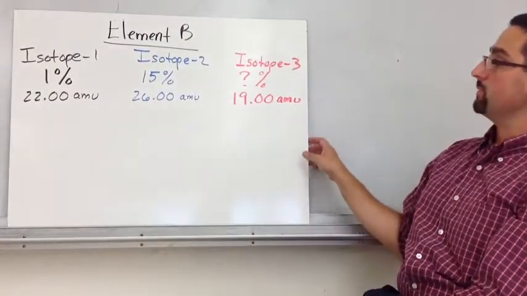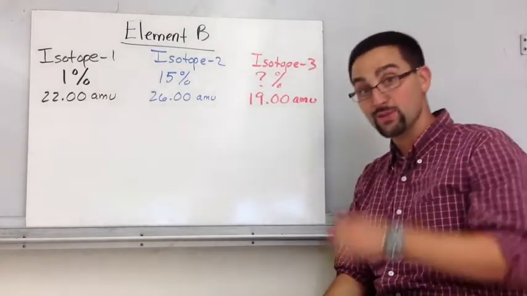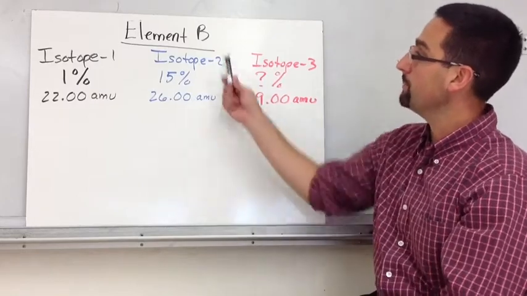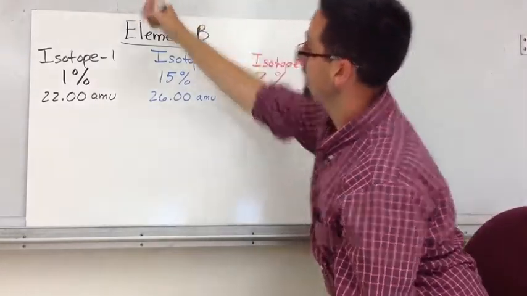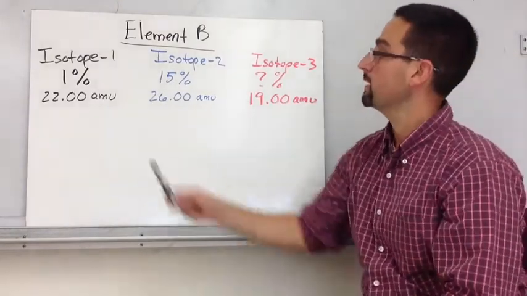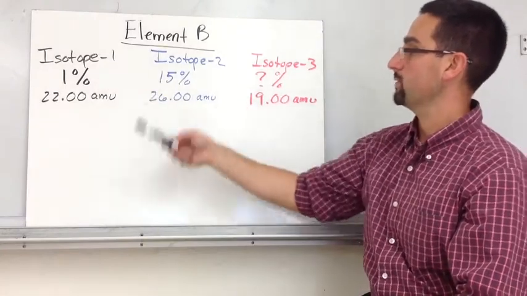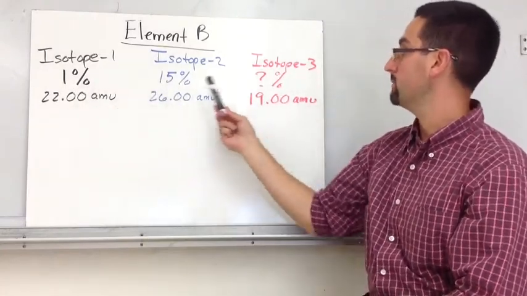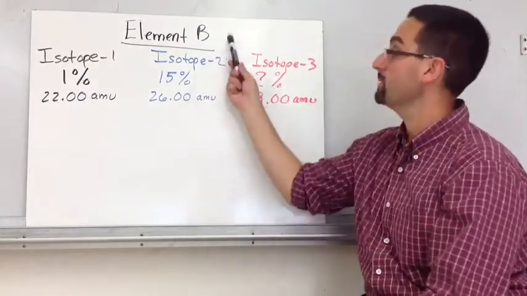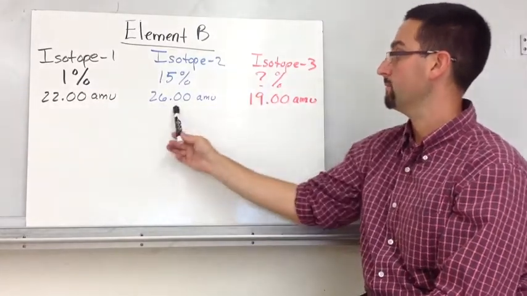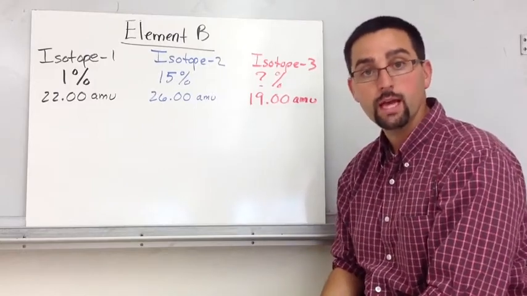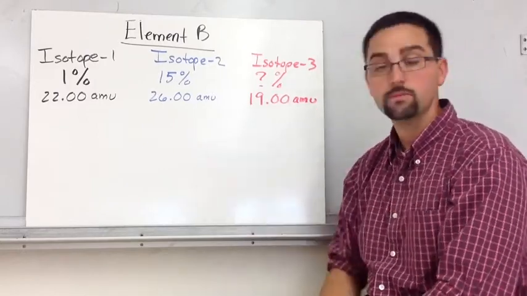Okay, here's our last example. We have 3 isotopes. Element B has 3 isotopes, 1, 2, and 3. I'd like you to take a moment and look at the abundances. 1%, 15%, we don't know what that last percentage is, but I will tell you there's only 3 isotopes for element B. And here are their masses here. So at this moment, once again, try this. Pause the tape now and calculate the average atomic mass.